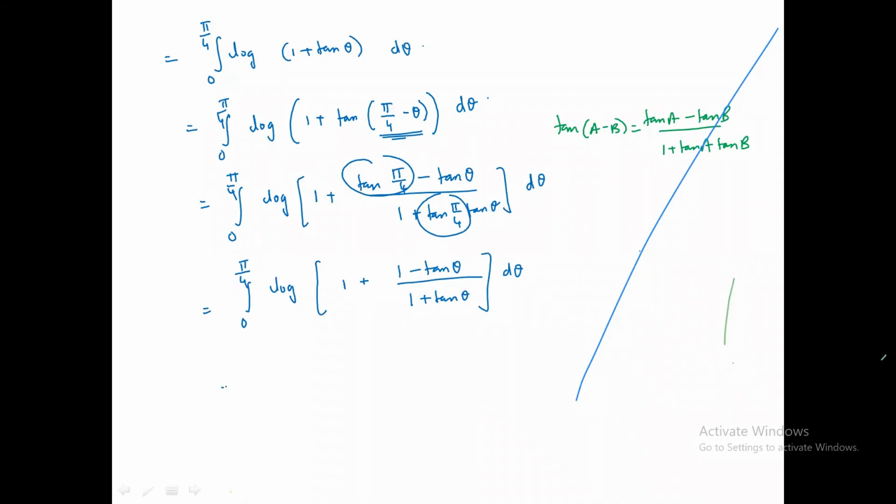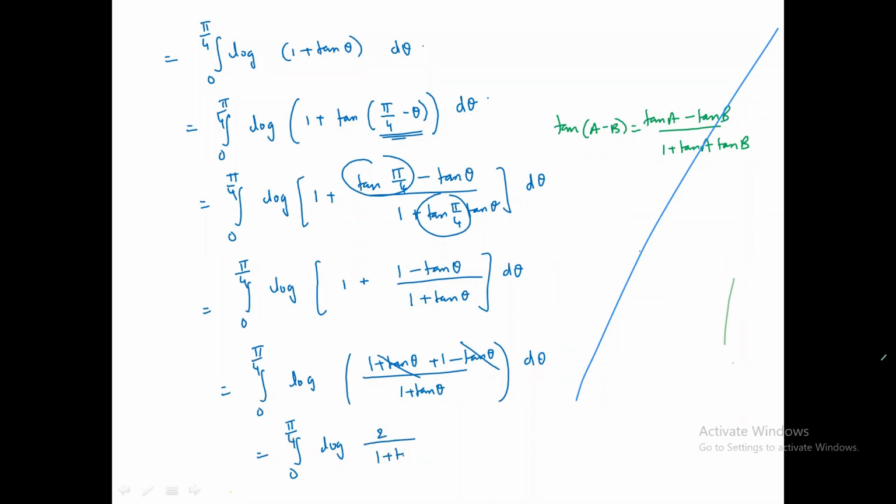Still, I can simplify this. I can take a common denominator, so that I will have 1 plus tan theta, then 1 plus tan theta plus 1 minus tan theta, d theta. So that tan theta will cancel. The integral from 0 to pi by 4 of log of 2 by 1 plus tan theta d theta.